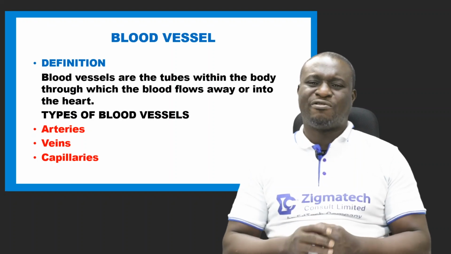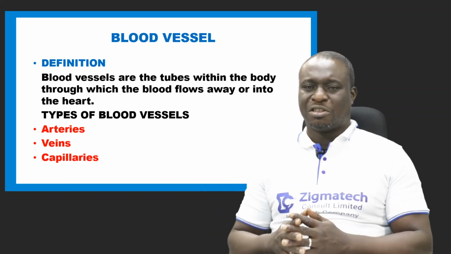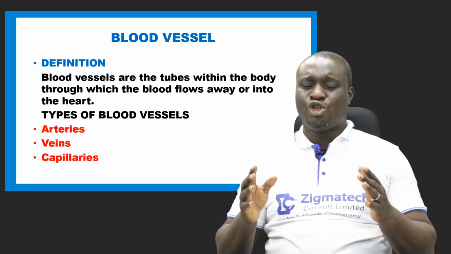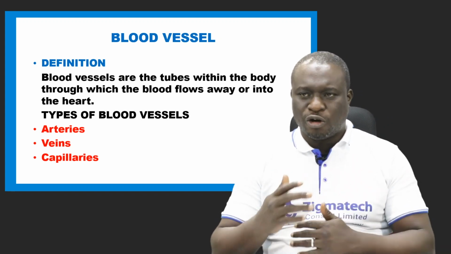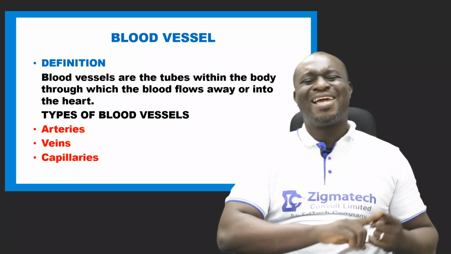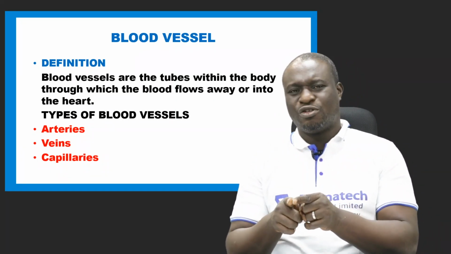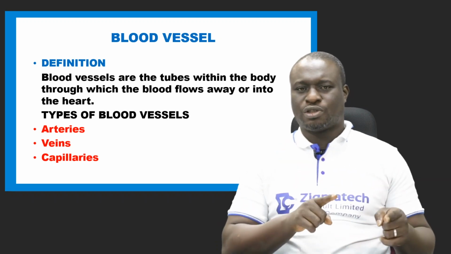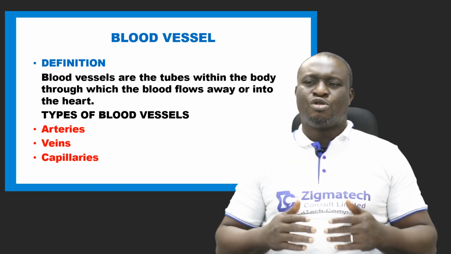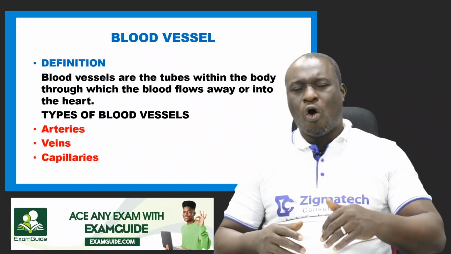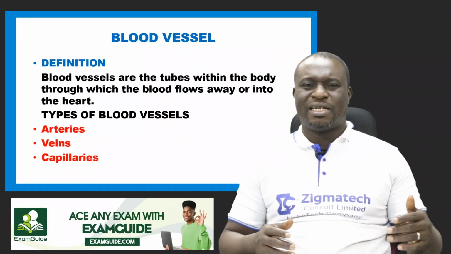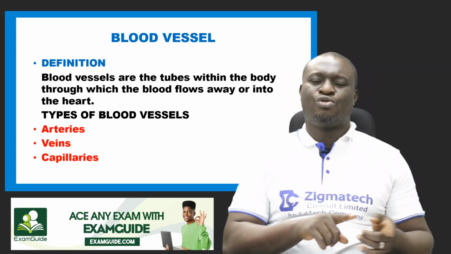By definition, what are blood vessels? Blood vessels are tubes within the body through which the blood flows away from and into the heart. Please take note of this. They are tubes, or you can call them channels, through which the blood flows away from or into the heart.